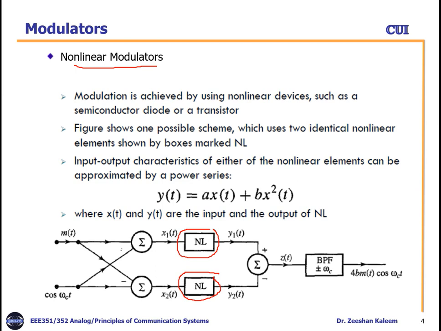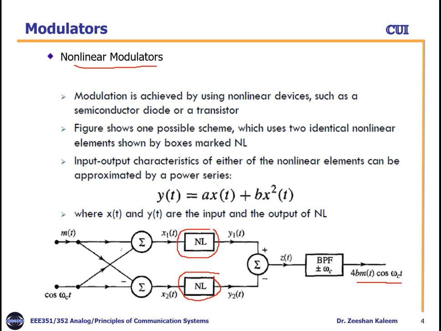Before discussing this circuit, first of all we should know what the desired output of this circuit would be and why we are going to work on it. For example, we want to obtain the modulated signal m(t) cos omega_c t. This modulated signal is called the double sideband suppressed carrier signal, as we studied in the last lecture. To obtain this, we use a nonlinear modulator. Let's go into the detail of how this works.